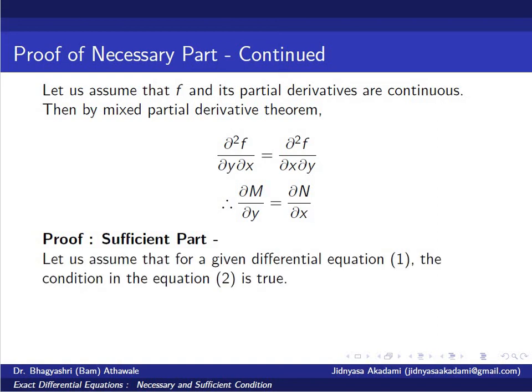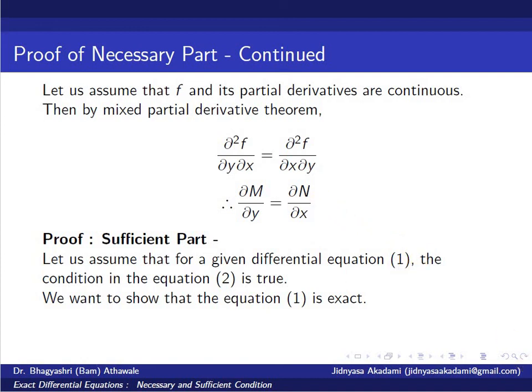For the given differential equation 1, that is M dx plus N dy equal to 0, the second equation, that is condition ∂M/∂y equal to ∂N/∂x is true. That means we are assuming that this condition is true, and we are going to show that the differential equation is exact. To show the differential equation is exact, we have only definition. That means we have to provide one function f such that ∂f/∂x is M and ∂f/∂y is N.